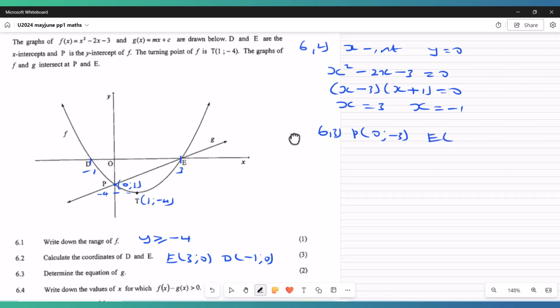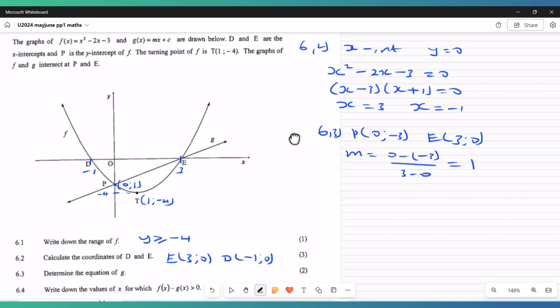Which is 3 is to 0, okay. So I need to find my gradient because this is a straight line here. So my m equals change in y over change in x, going to be now 0 minus -3 divided by 3 minus 0, which gives me +1.